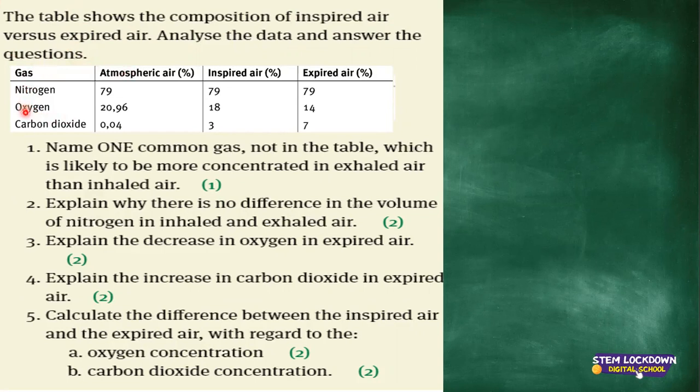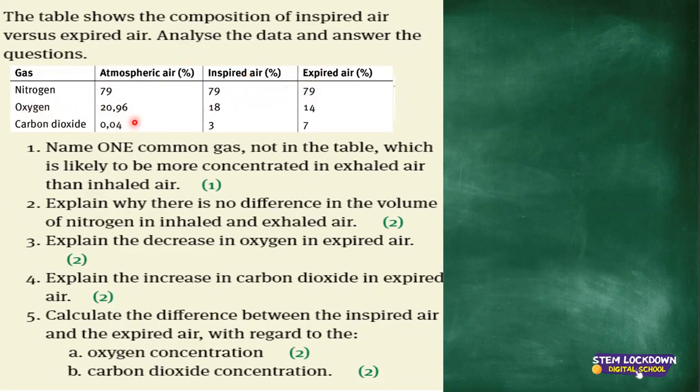You have the gas listed here. Atmospheric air meaning the air you find in the atmosphere. It's indicated in percentage form. There's 79% nitrogen in the air, there's 20.96% of oxygen in the air, and there's 0.04% carbon dioxide in the air. And then the air that you inspire, which is the air that you inhale or breathe in. With nitrogen, there's 79% in the atmosphere, and you breathe in 79%. Then you exhale 79% still. So for nitrogen, there's no change.